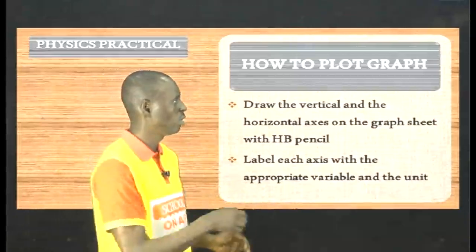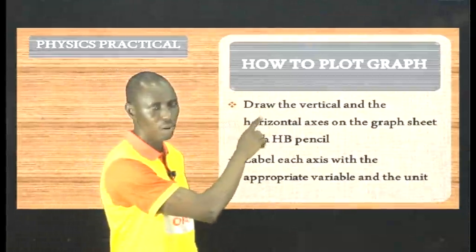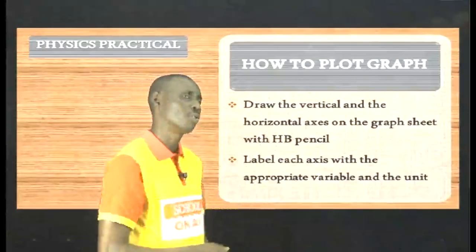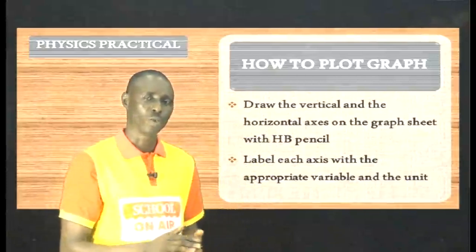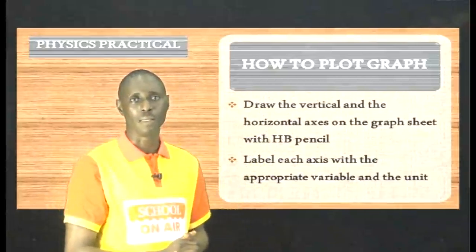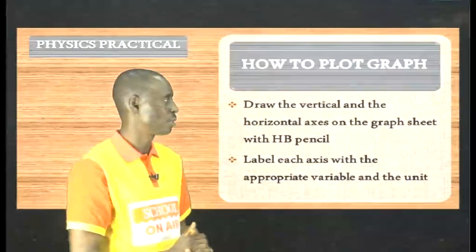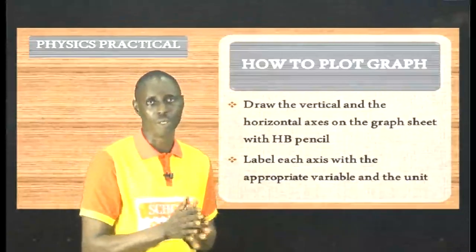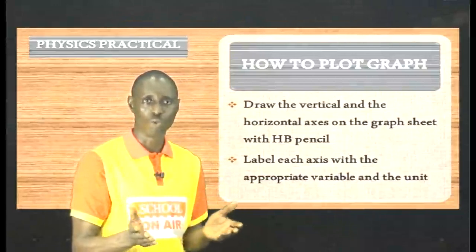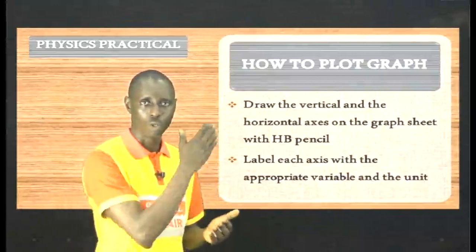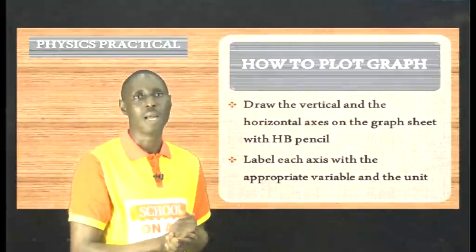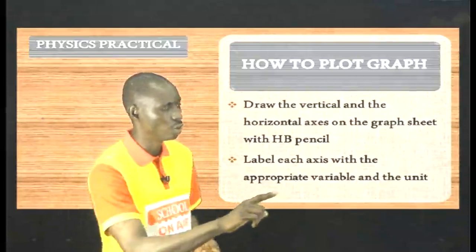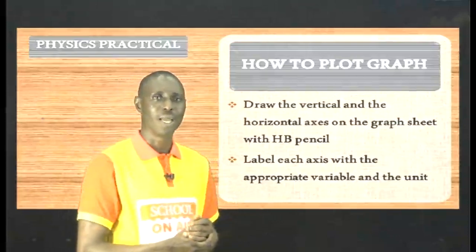But to start with, you need to know that in order for you to plot graph, you need to draw the vertical and the horizontal axis on the graph sheet. The horizontal axis, which is representing the x-axis, or what we refer to as the abscissa, and the vertical axis, which we refer to as the ordinates, are very important in drawing graph because we have two variables. One is going to be represented on the vertical axis, which we refer to as the y-axis, while the other one will be represented on the horizontal axis, which we refer to as the x-axis.